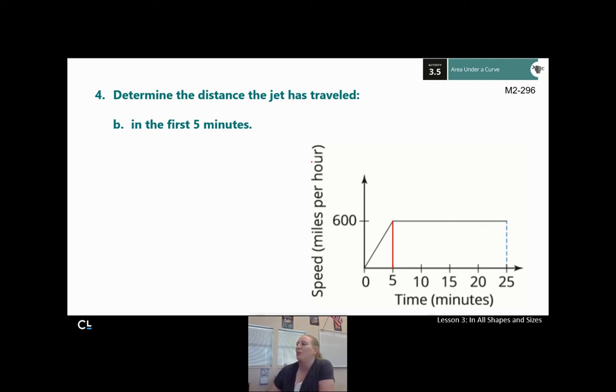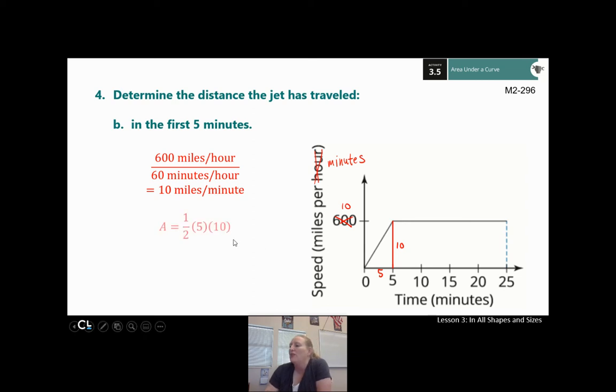Now, we already know the problem of the miles and the minutes, and I don't want that to be in hours. I want it to be in minutes. So again, I'm just double checking: 600 divided by 60 minutes per hour, which means it's actually 10 miles per minute. And I only want this triangle, don't I? If I only want the first 5 minutes, I only want the triangle. So I just have a base of 5 and a height of 10 miles per minute. So 5 times 10, cut it in half, and it turns out that we went 25 miles. That jet went 25 miles in the first 5 minutes.